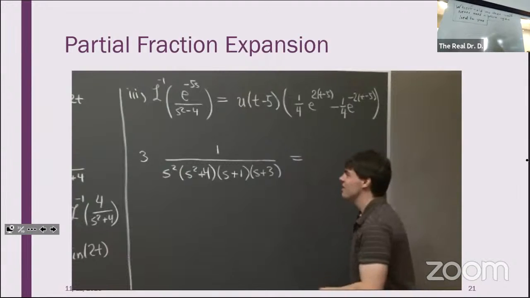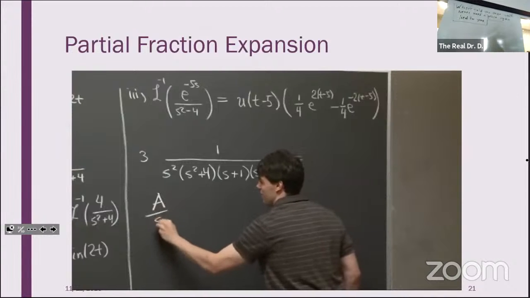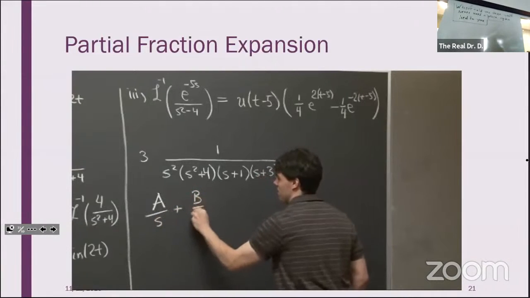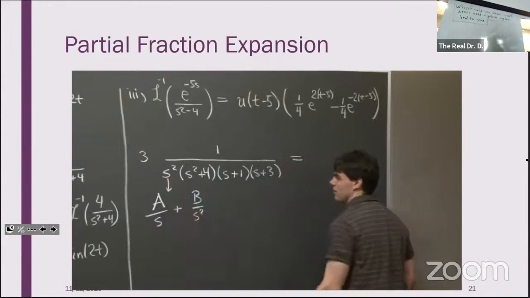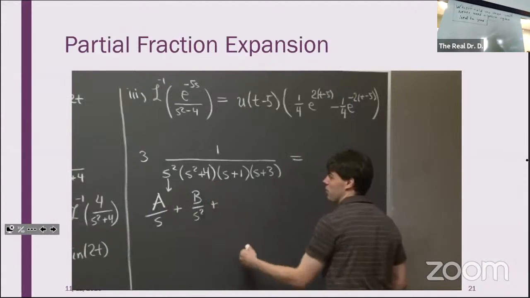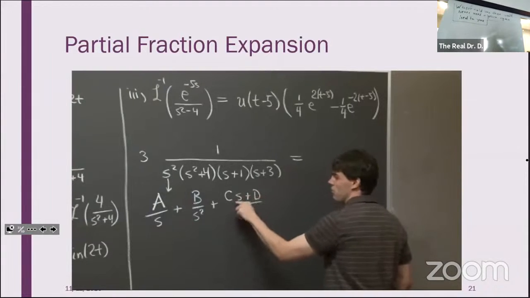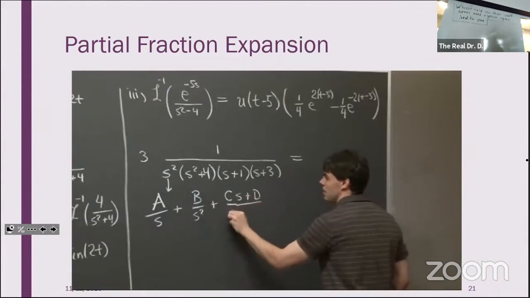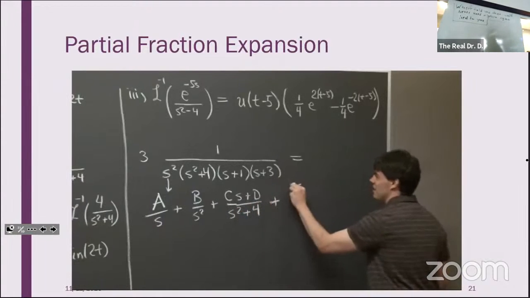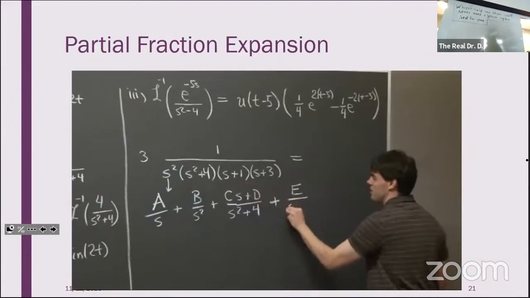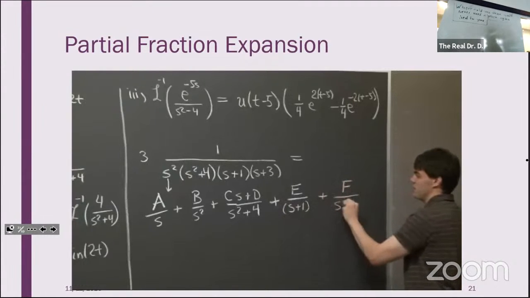And unfortunately, this decomposition is going to be a little ugly. We're going to have a constant a divided by s plus b divided by s squared. So these first two terms come from this term right here. For the s squared plus 4 term, we're going to seek a c times s plus d. So we need both factors, cs plus d, divided by s squared plus 4. We have e divided by s plus 1, and then plus f divided by s plus 3.